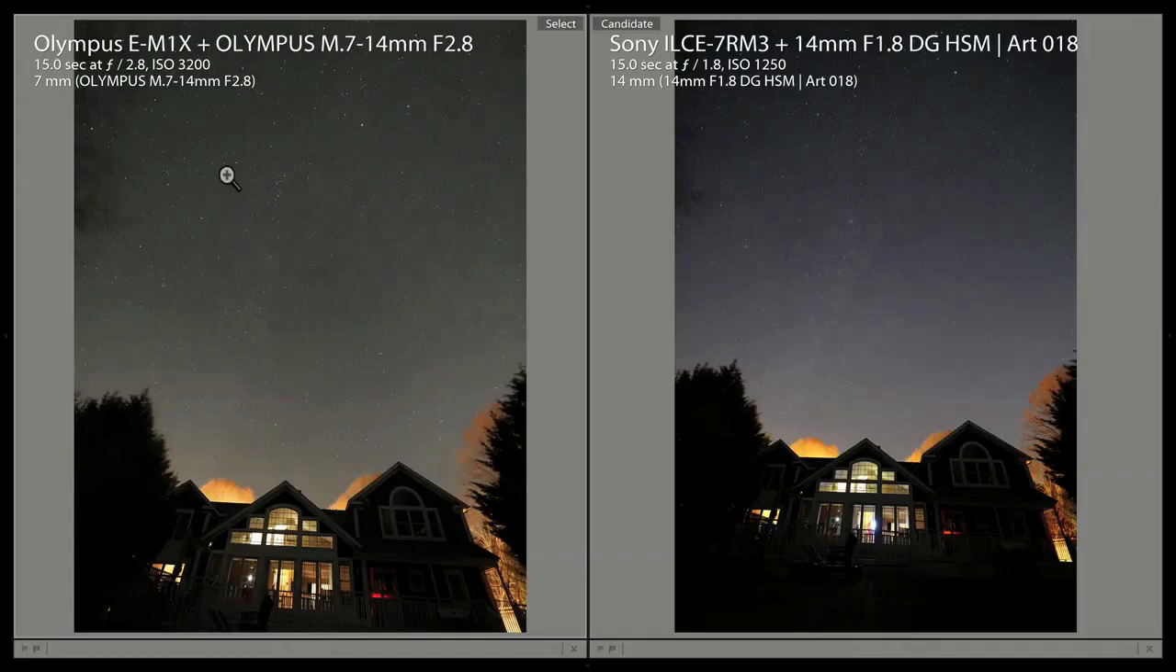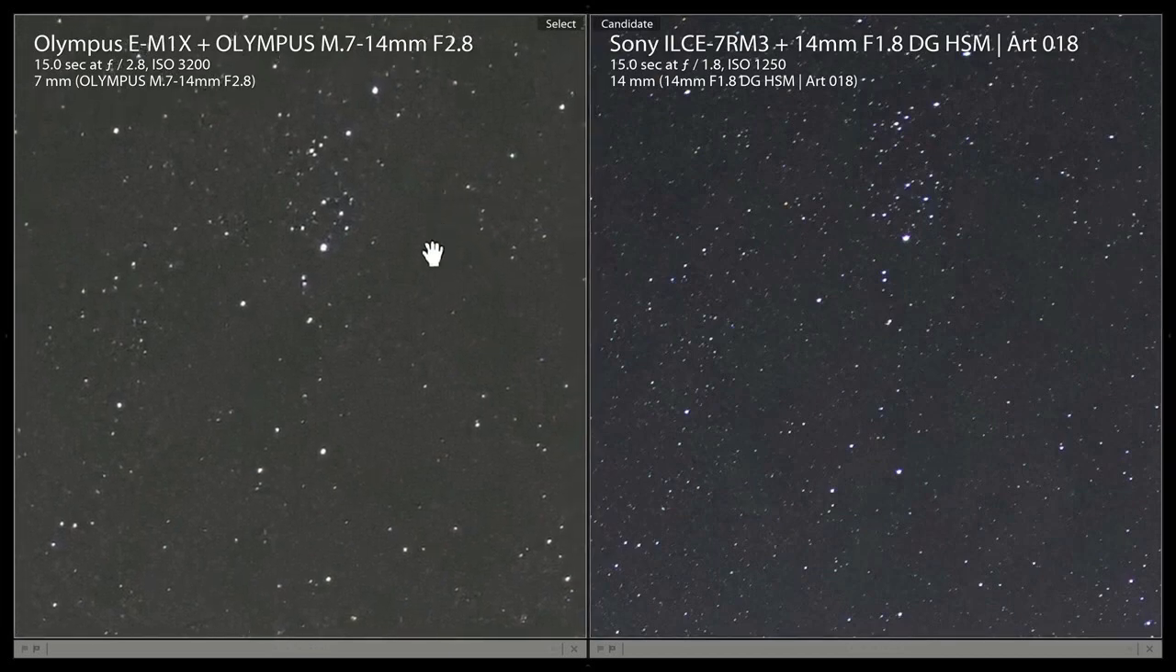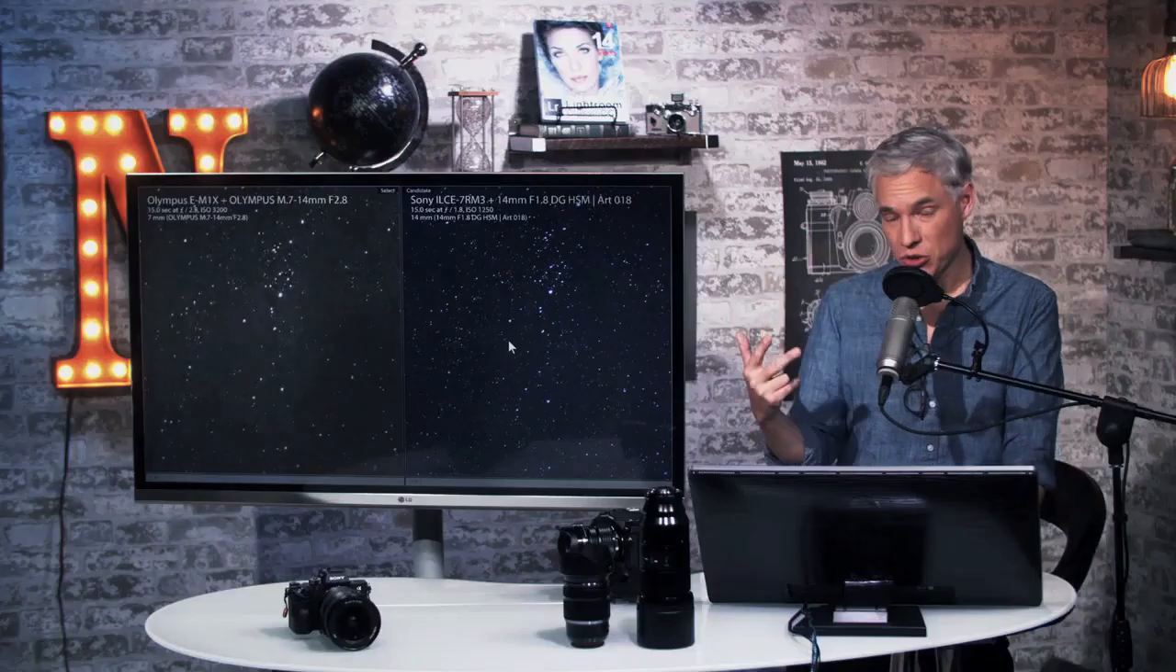This is a 15-second shot with the fastest 14mm equivalent lens that you can put on either of these systems. And they both look pretty good. But when we zoom in, we can see the results are really pretty drastically different. The Olympus looks good. You can see a ton of stars, but look at all the stars you can see from the Sony. This is due to two reasons.